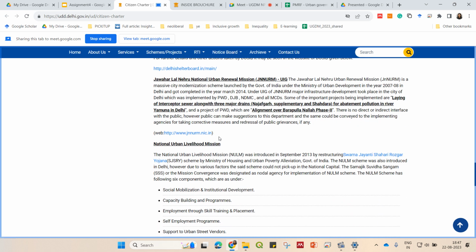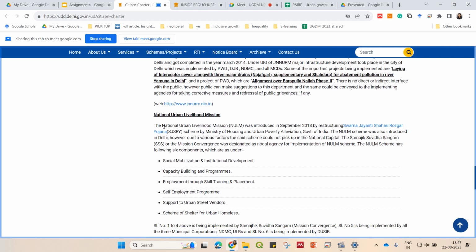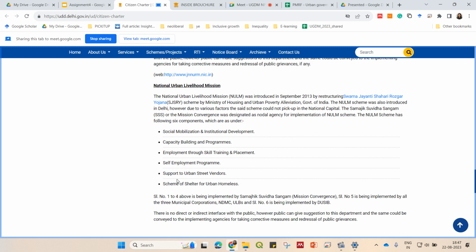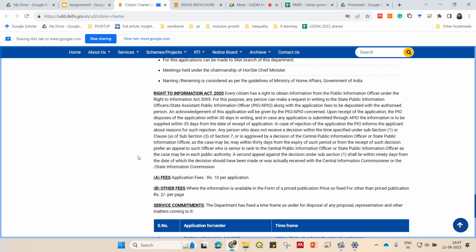Similarly, following the JNNURM program, which objectives they will be fulfilling, they have provided information, linked to that information here, related to the National Urban Livelihood Mission, the NULM, what they are doing. They have provided details related to that here, and all of that.